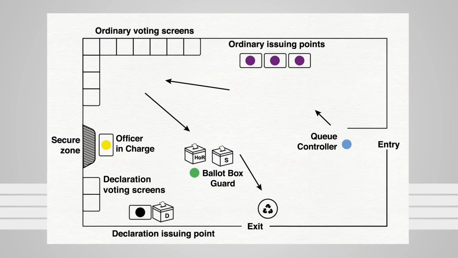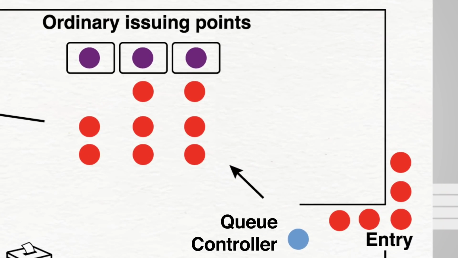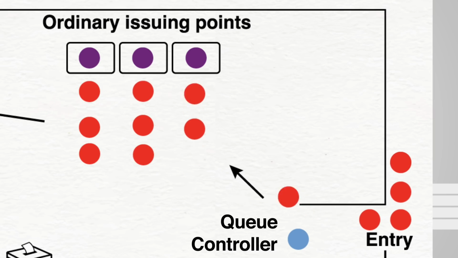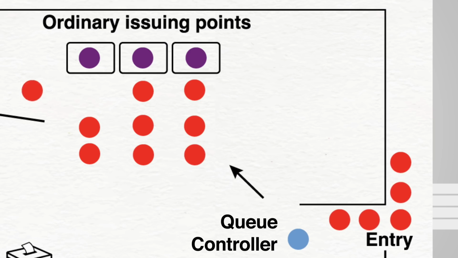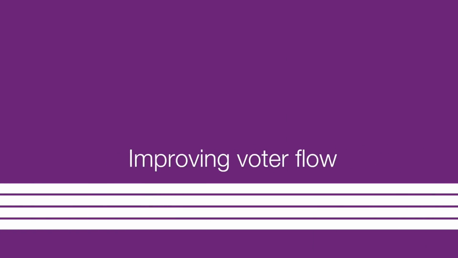When thinking about where the queue will start, remember to use mini queues wherever possible. This means there is one initial queue inside the polling place. From here, voters are directed to mini queues of 1 to 3 people in front of each issuing point. It's important to have the start of the initial queue as far inside the polling place as possible, so that fewer voters have to wait outside the polling place if there is a queue.